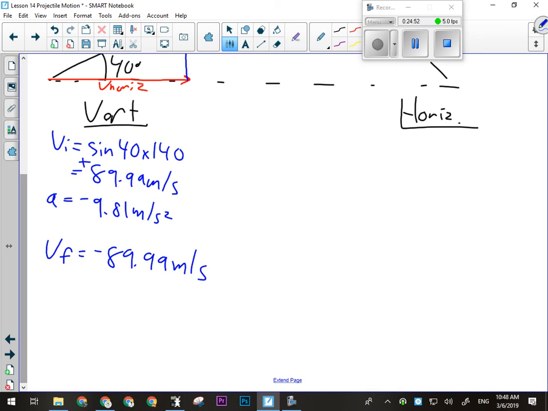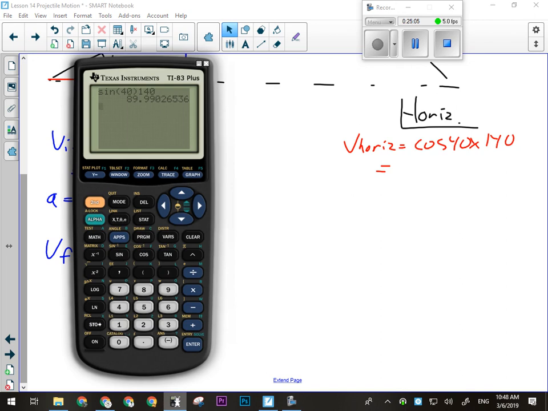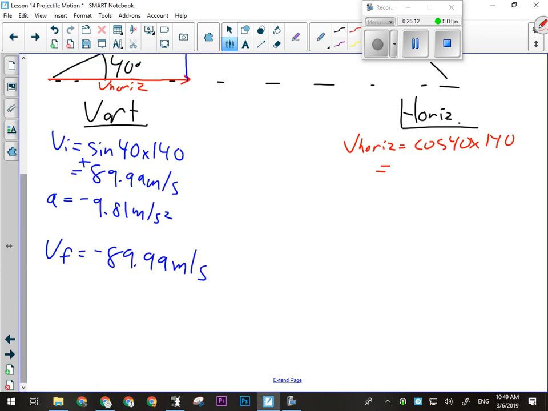Okay, horizontally speaking, our horizontal velocity is going to be the cos of 40 times 140. All right, so 107.246 meters per second, and that number's not going to change. Okay, if I want to calculate the horizontal distance, sorry, what else do I need? Time.